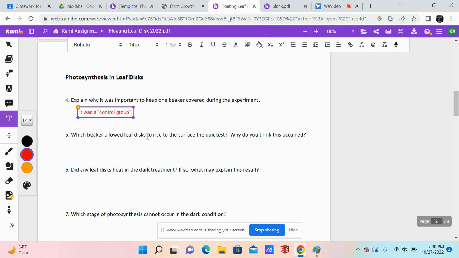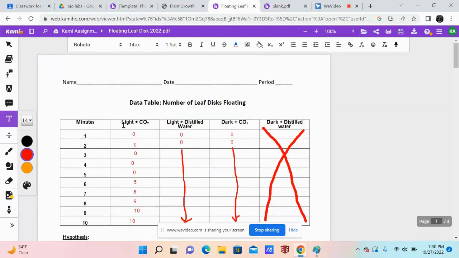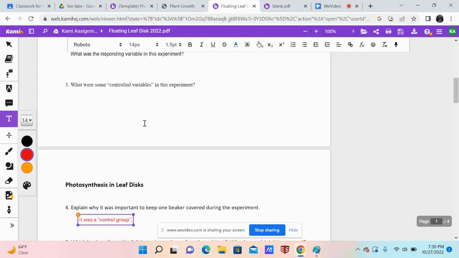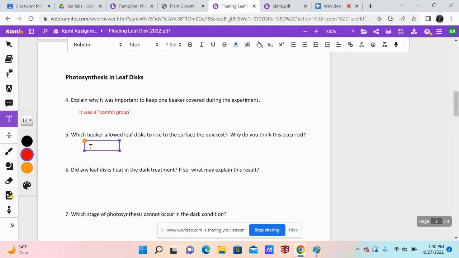Which beaker allowed leaf discs to rise to the surface the quickest? Not only the quickest, there was only one that allowed leaf discs to float at all, and that was the light plus CO2. So in this one, you're going to put the beaker, or it wasn't a beaker, it was a plastic cup, but you're going to put the light plus CO2 water. So the cup that got light and also had CO2 in the water. So that's what you'll put for 5.